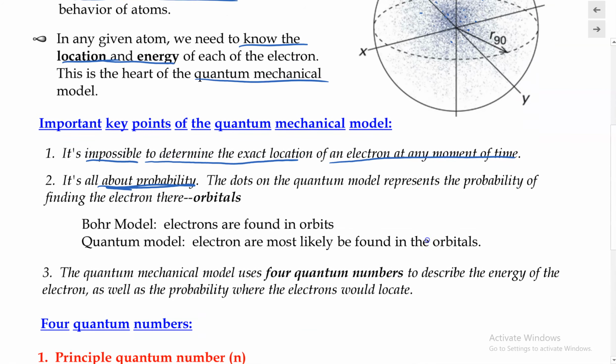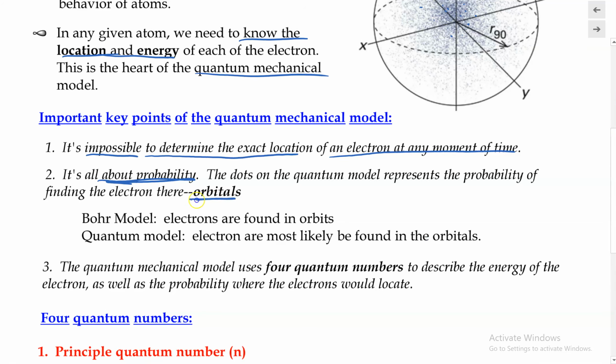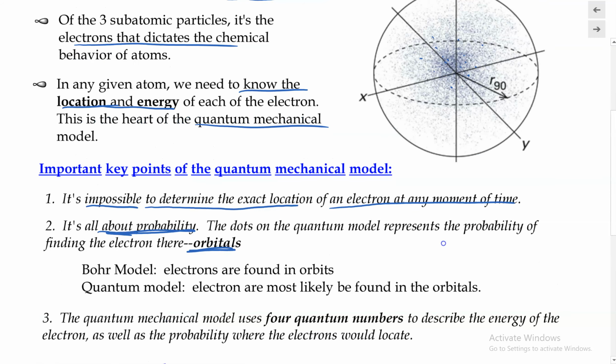This region right here is also known as the orbital. An orbital is a region in space outside the nucleus. So here is the nucleus, and outside of it is where we'll be able to find the electron.